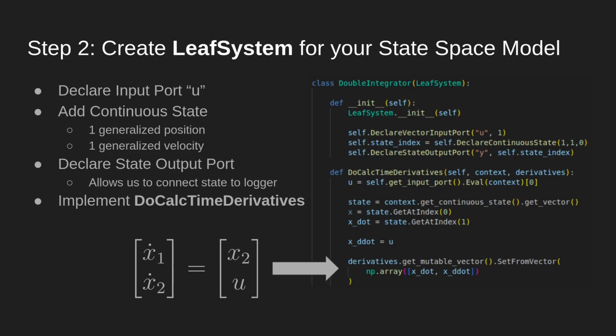Because we declare a continuous state, we must implement the DoCalcTimeDerivatives function. This function implements the state space dynamics by setting the value of the derivatives argument to the vector x1 dot, x2 dot. You don't need to memorize all the code here. You should just remember that our dynamical system is implemented as a LeafSystem, and you can write custom dynamics in the DoCalcTimeDerivatives function.